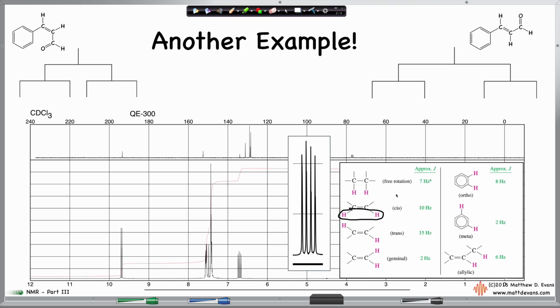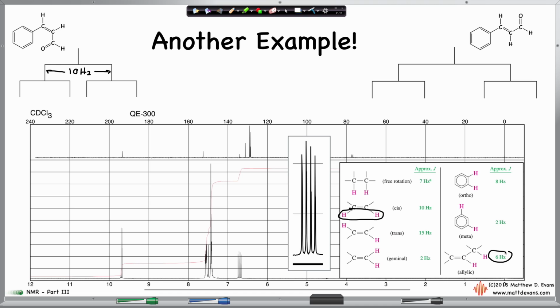I cannot remember now how I got that value, but let's just assume that it's approximately the same, so let's just call this 10 hertz. I'm trying to think of where I got the value for the coupling for the aldehyde hydrogen. Oh, I know what it was. Okay, so I just remembered. It's the allylic. I got it from here.